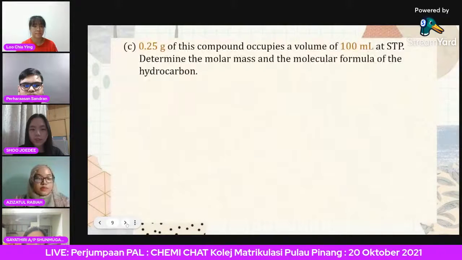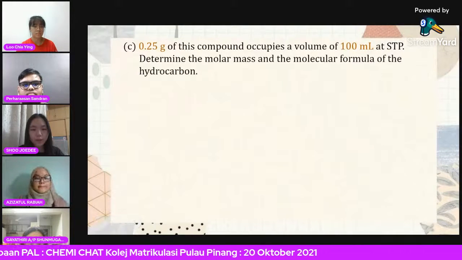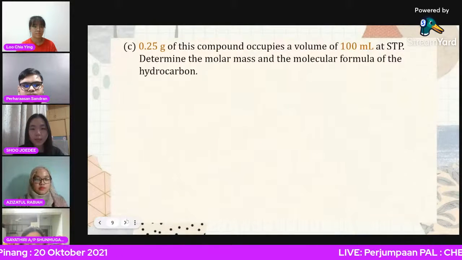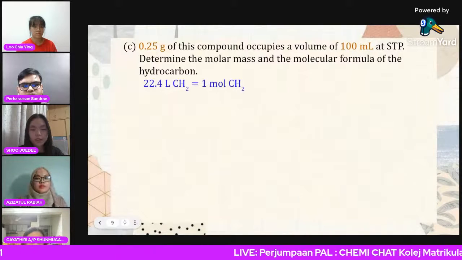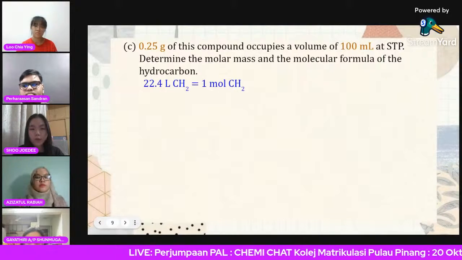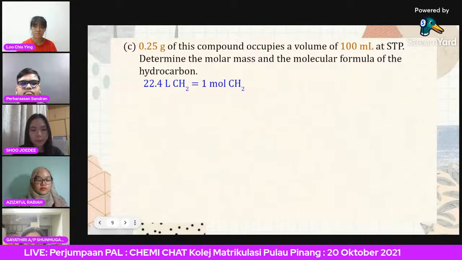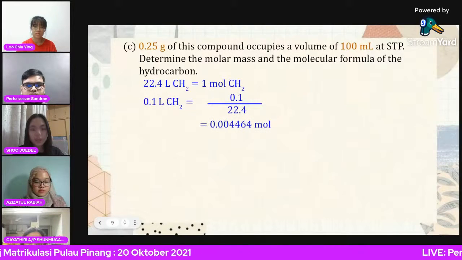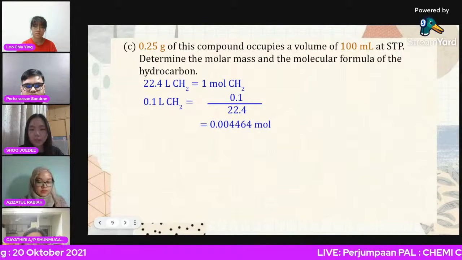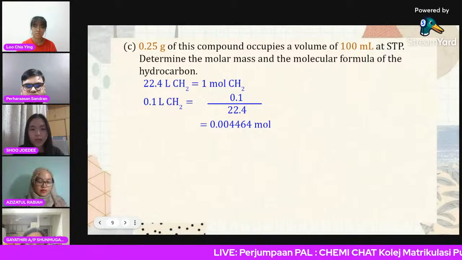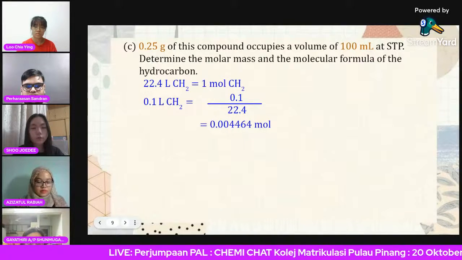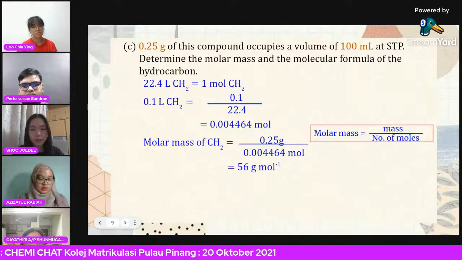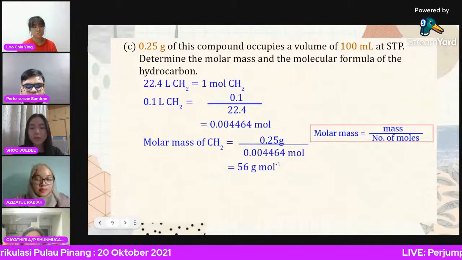And in question C, 0.25 gram of this compound occupies a volume of 100 ml at STP. Determine the molar mass and the molecular formula of the hydrocarbon. Since we know that 1 mole of compound will occupy 22.4 liters at STP, by doing some calculation, we will find the number of moles of the hydrocarbon, using 0.1 divided by 22.4, we will get 0.004464 mole. Next, we are going to find the molar mass of the compound by using the formula molar mass equal to mass divided by number of moles.